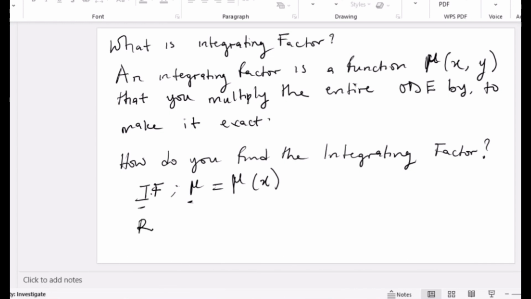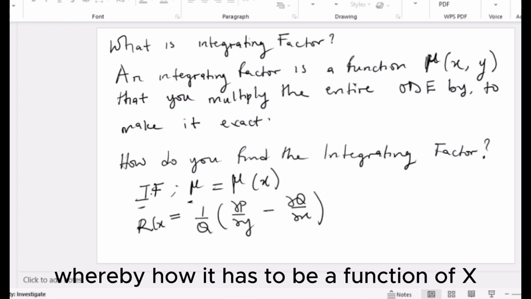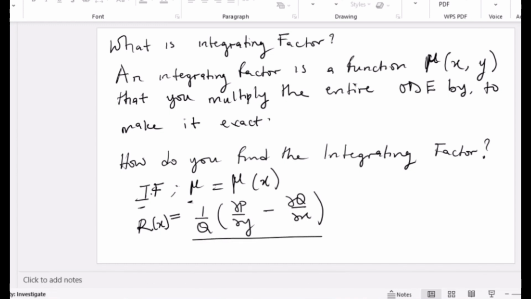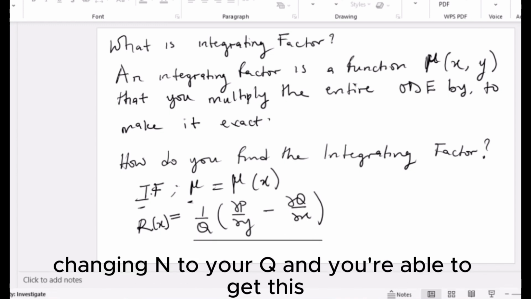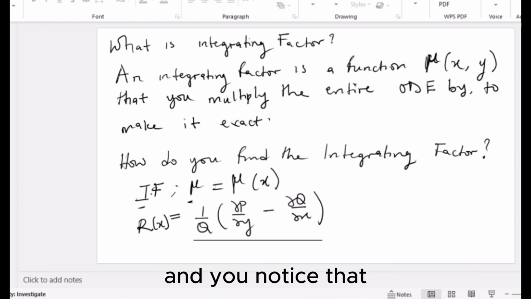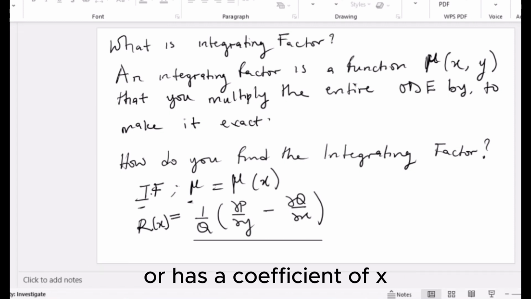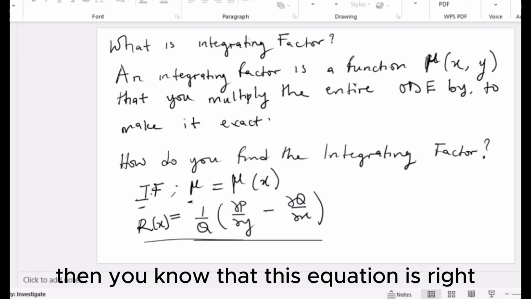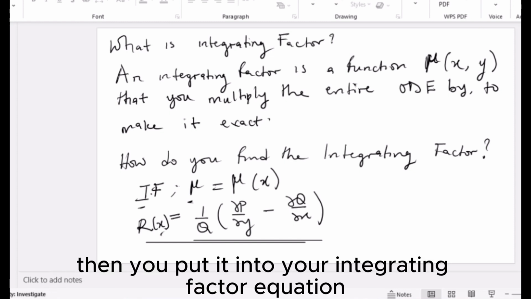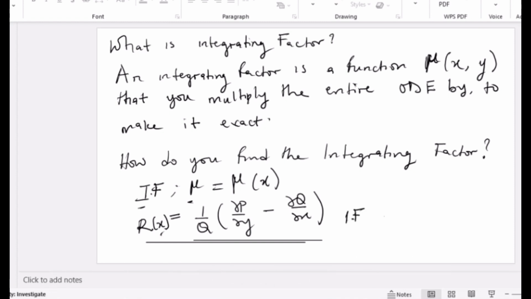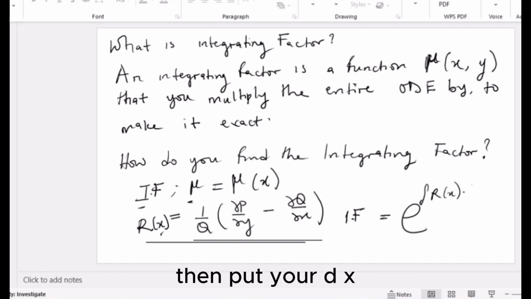You need to find r, which is 1 over Q times (dP/dy minus dQ/dx), whereby r has to be a function of x. Changing M to your P and N to your Q, if you're able to get this and you notice that all your functions are either constants or have a coefficient of x, then you know that this equation is right. Then you put it into your integrating factor equation, which is exponential of the integral of r(x) dx.